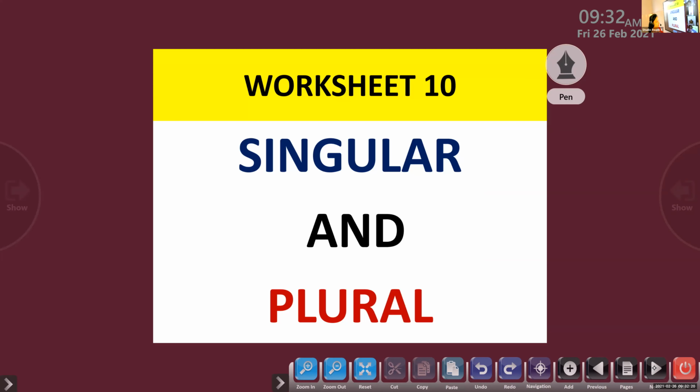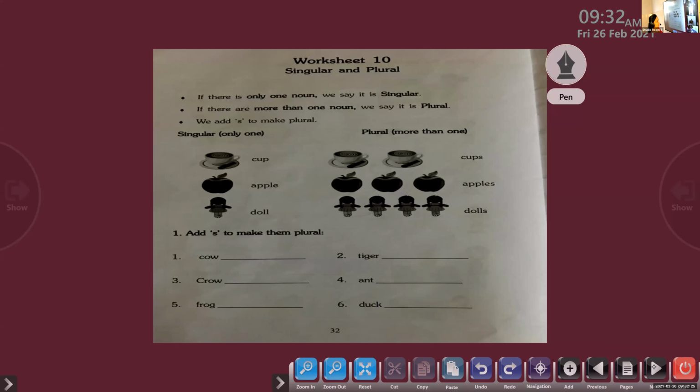Now let's move to worksheet 10. Singular and plural. Singular means whenever we speak about any one particular thing or person or animal, we call it singular. Only one. Single. You know the word single, right? Single means only one. The word singular is derived from that. So singular means only one noun. And if there are more than one noun, we call it plural.